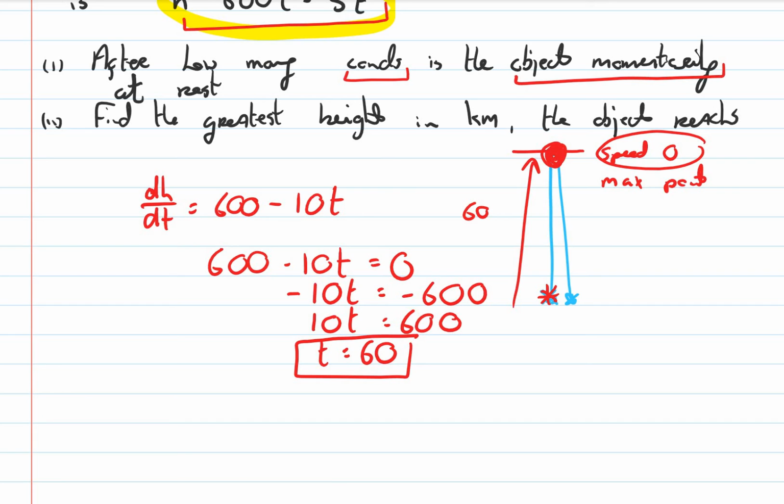Right, the next thing then, find the greatest height in kilometers the object reaches. Well, it reaches this point after 60 seconds. But so I know after how many seconds it reaches its highest point, but I don't know the actual height. Now, how would I find the actual height?